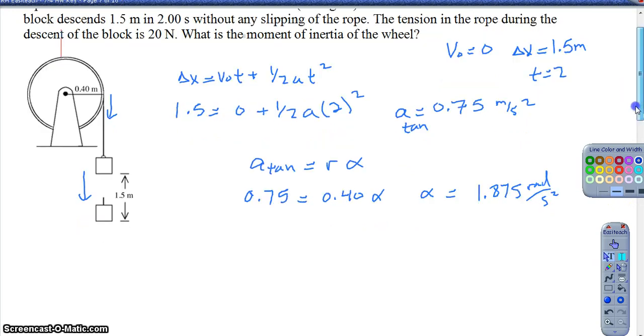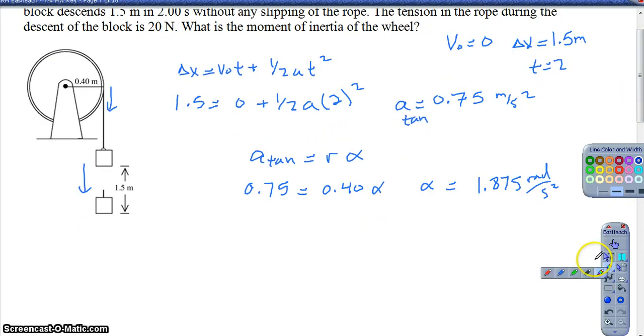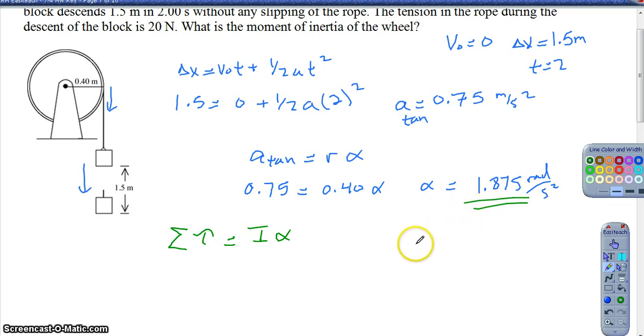They're asking for the moment of inertia of the wheel. Much like we did in question 6, we're going to take advantage of the net torque for the wheel equals the moment of inertia times alpha. I just found my alpha. So now the question becomes, can I find the net torque on the system? This one's really nice because they flat out tell me the tension in the question.